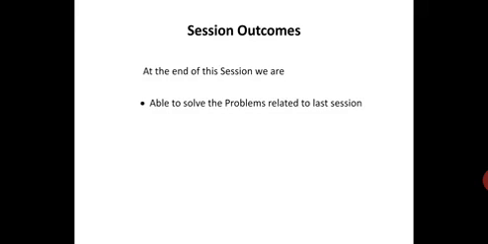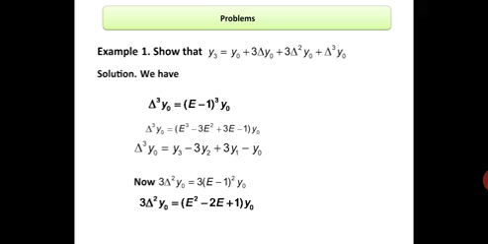At the end of this session, we will be able to solve the problems which are related to the last sessions, that is, delta, forward difference del. So first problem here, we have to show that y of 3 is equals to y of 0 plus 3 times of del of y0 plus 3 times of delta square of y0 plus delta cube of y0.